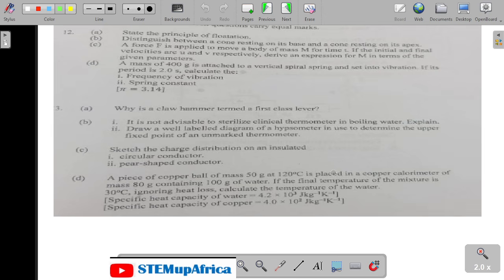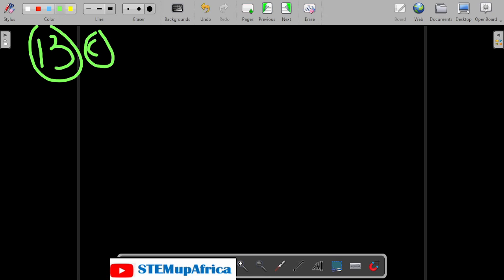So question 13c says sketch the charge distribution on an insulated circular conductor. So let's deal with that first. You find this topic is also one topic in electric charge. That's where you also see this in new school physics. So let's see our 13c Roman figure 1. So we have something like this.